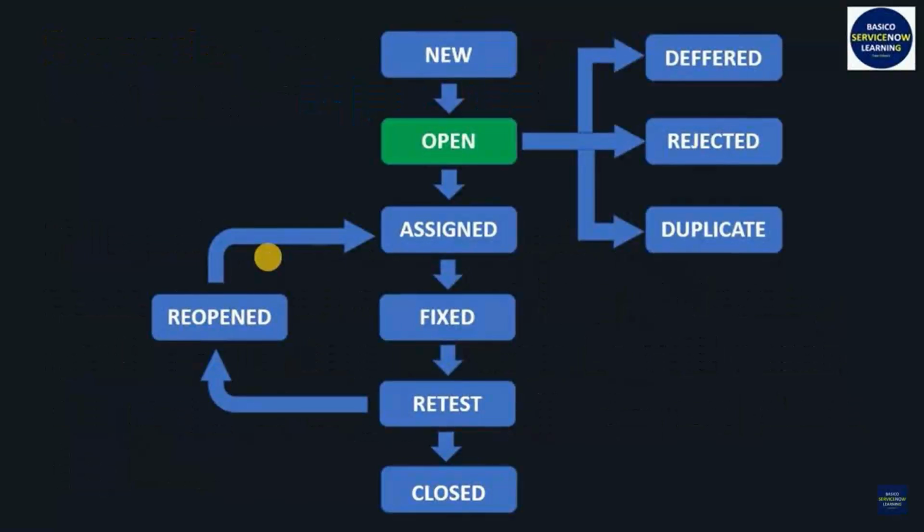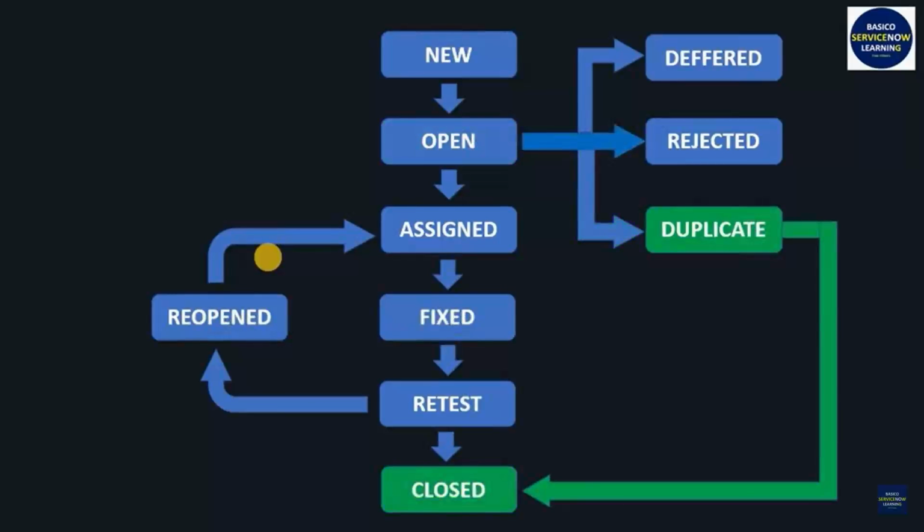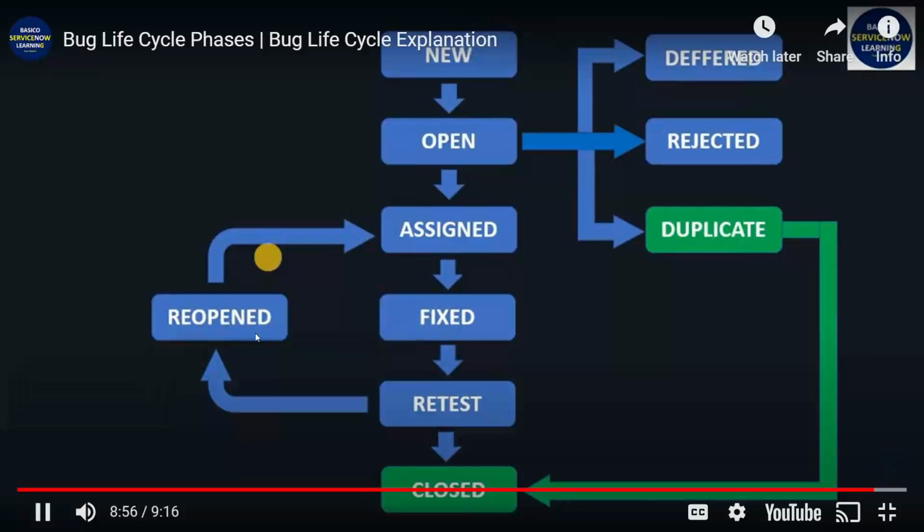See, if the bug is in open state, the development lead finds that the particular bug already exists in the system, then what he will do is change the state of the bug to duplicate, and then he closes the particular bug. Okay, friends, so this is basically a bug life cycle where different conditions of a bug have been displayed.